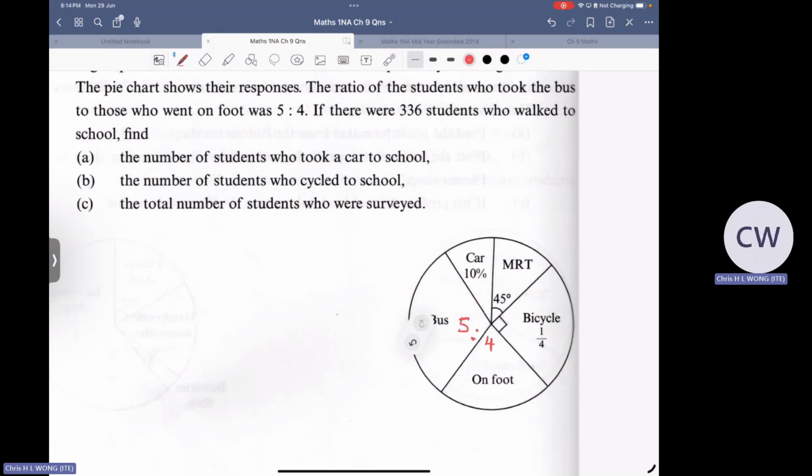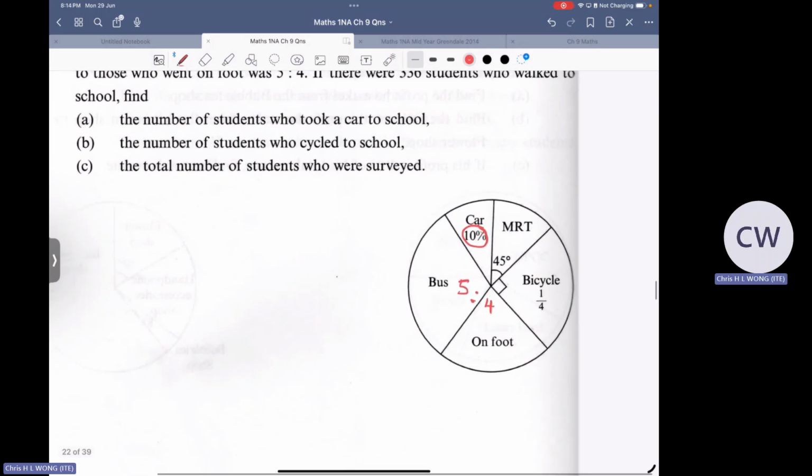Find the number of students who took car to school. You're supposed to find out this one, the number of students who took car to school. But you know something? There were 336 students walk to school. So they give you one clue. 336. Okay. Then how do you do this?